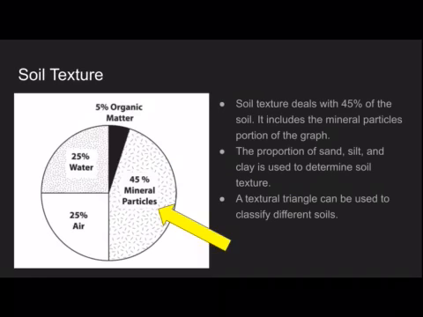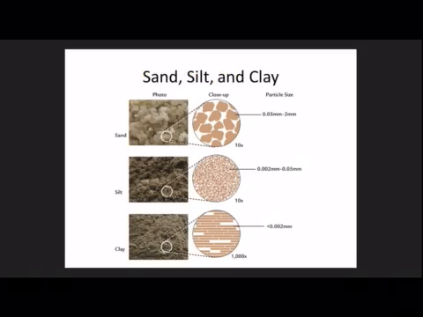So what is soil texture? Soil texture is the proportion of sand, silt, and clay particles in a soil. And this can be represented as a percentage. And we use a textural triangle to classify different soils. So first, what is the difference between sand, silt, and clay?